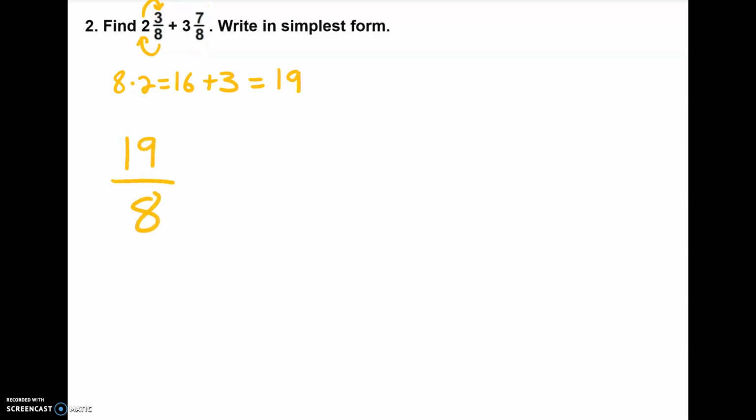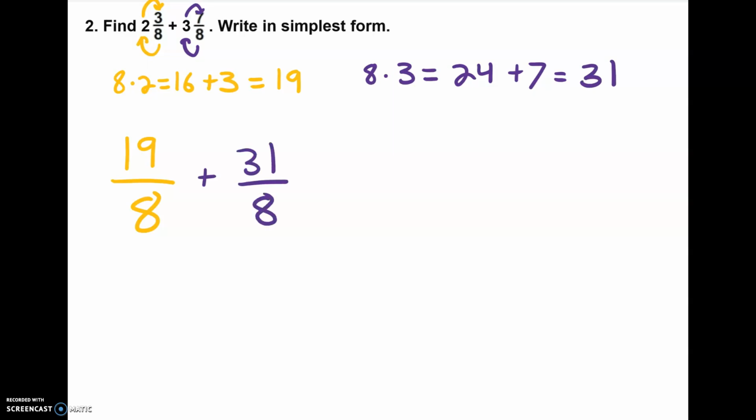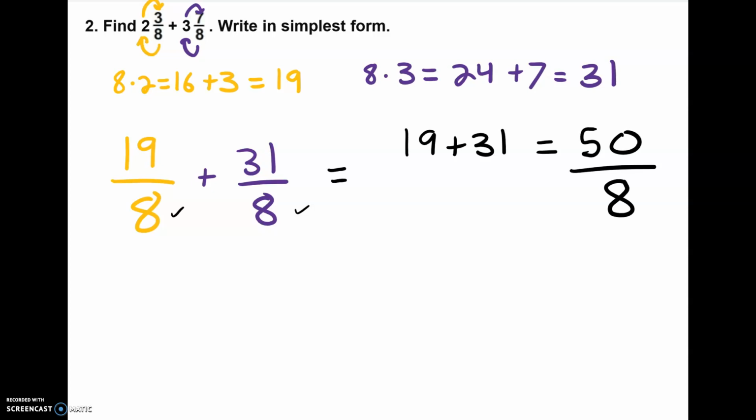So our first one's going to be 19/8. And then we're going to do the same thing for our second one. So 8 times 3 this time. 8 times 3 is 24, plus 7. So we're going to add that 7. So 24 is going to give us 31. So then this is going to be plus 31/8. Now, just like always, denominator is the same. Check, check. So that means add the top numbers. So 19 plus 31 is going to make 50. So it's going to give us 50/8.